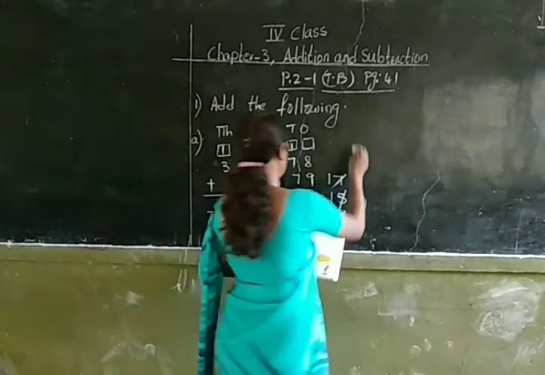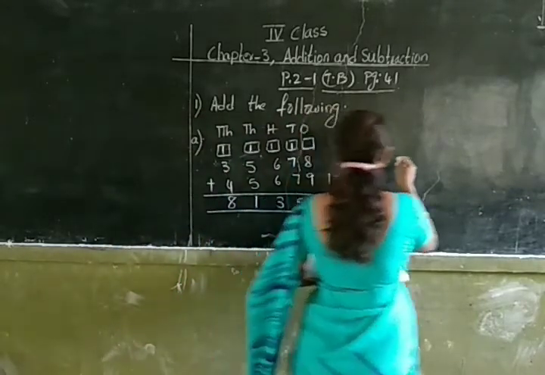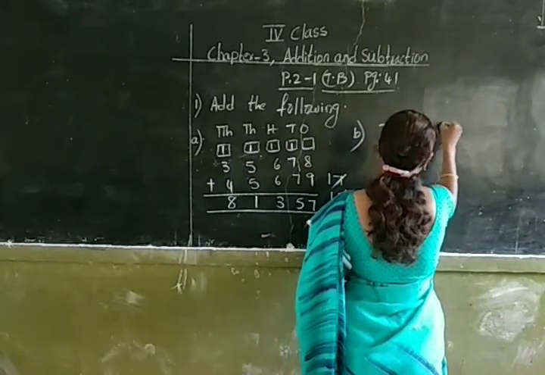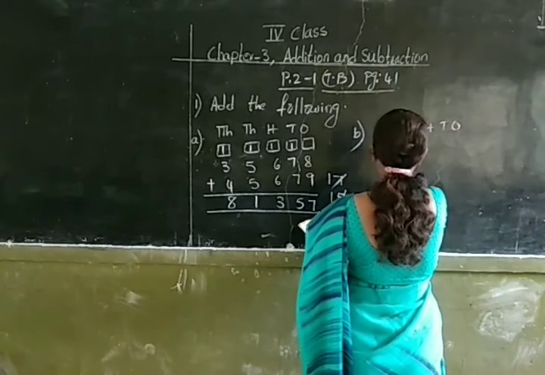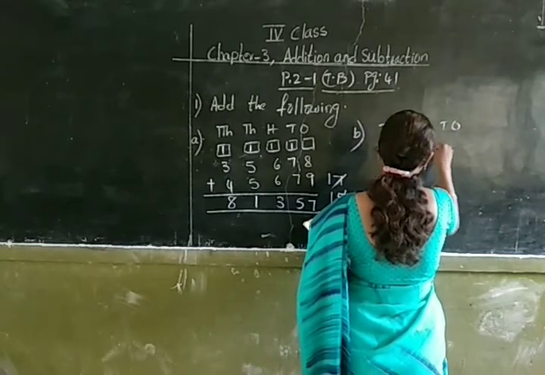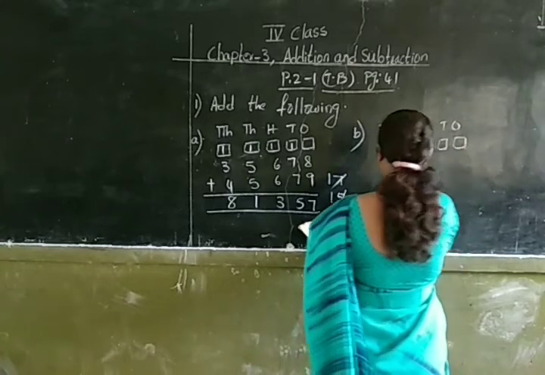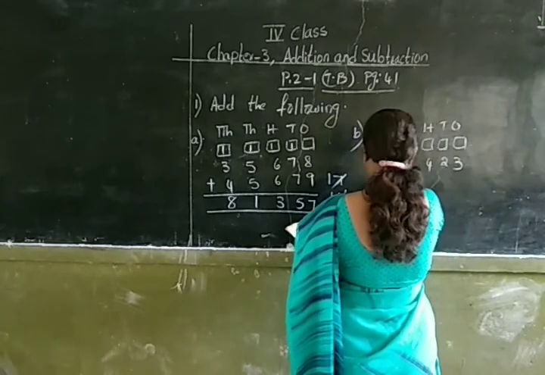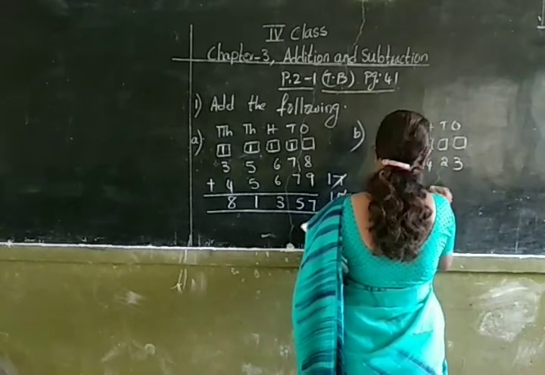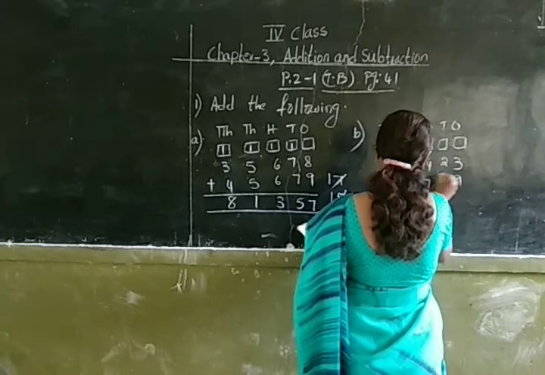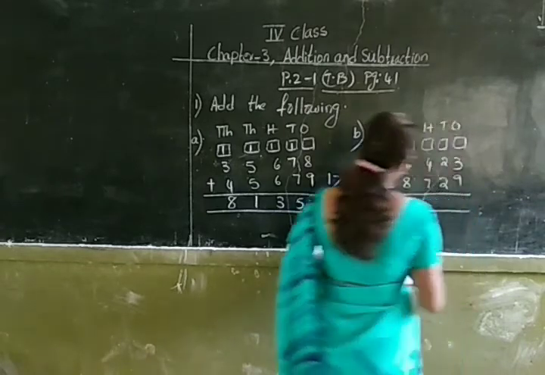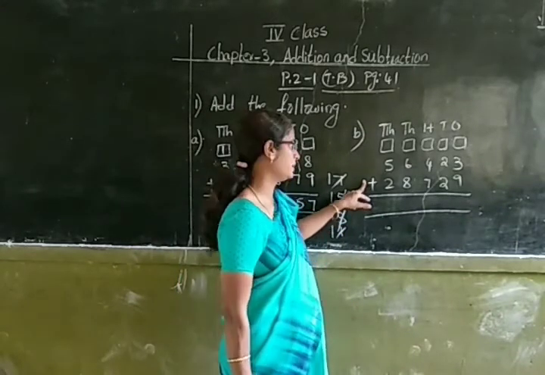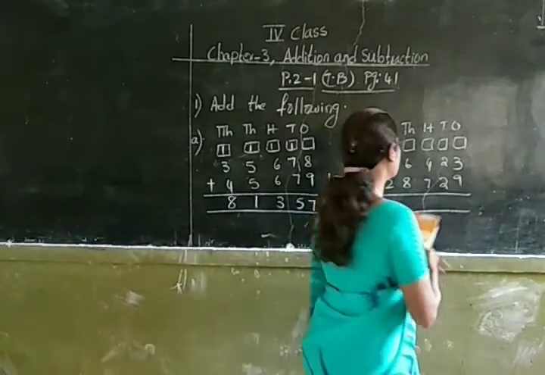Now let us do the B sum. First, write down the places. Arrange the numbers in columns. Then place the symbol for addition, which is plus. Start adding from ones place.